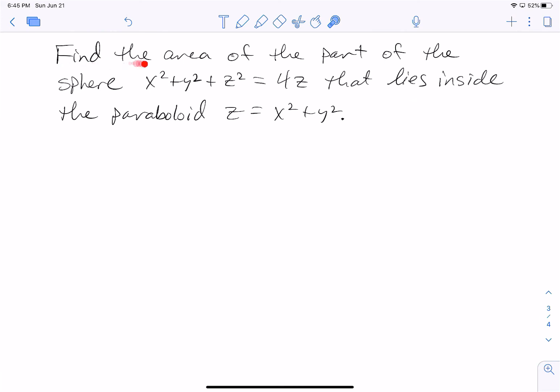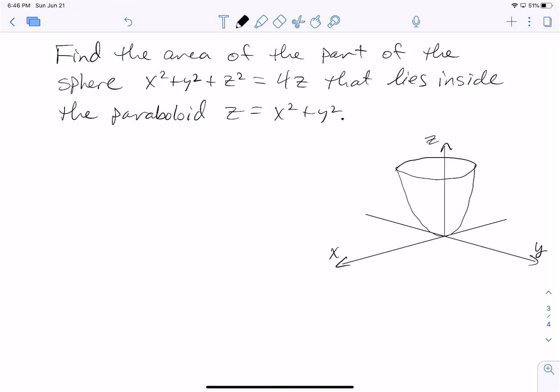Here we're going to find the area of the part of the sphere given by x squared plus y squared plus z squared equals 4z that lies inside the paraboloid z equals x squared plus y squared. As I so often start, we are going to start by looking at the visual of this. Here's the paraboloid, but I think we need a little bit more before we can draw the sphere. So let's look at its equation.